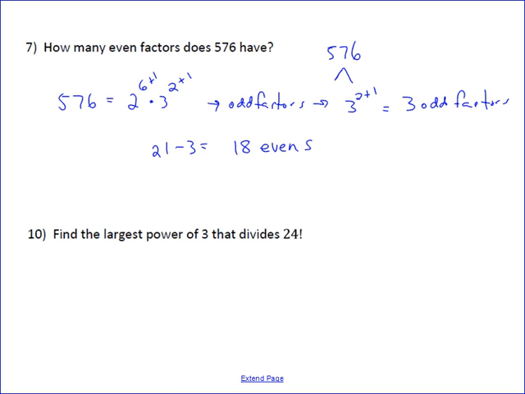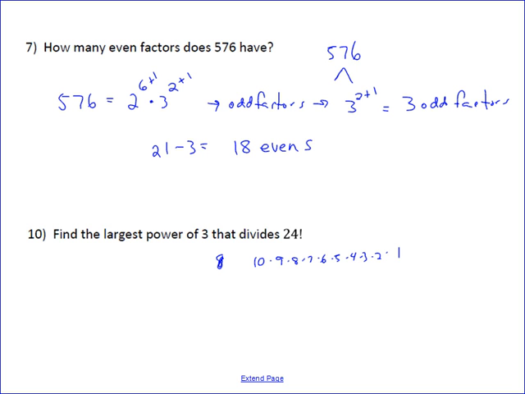Number 10, this is a problem we didn't talk about how to do. It says find the largest power of 3 that divides 24 factorial. Well, let's just look at a smaller problem first. Let's say 10 factorial. What we're doing here is we need to think about how many powers of 3, or how many 3s, can divide out of that number.